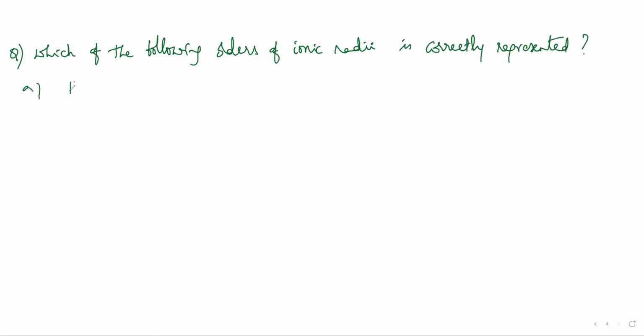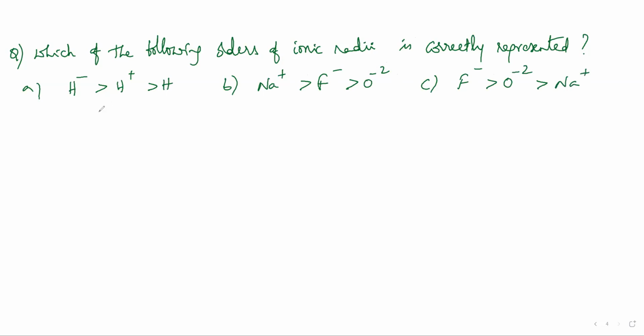Okay, the options given are: H minus greater than H plus greater than H. Second option, Na plus greater than F minus greater than O minus 2. Third option, F minus greater than O minus 2 greater than Na plus. And last option, Al plus 3 greater than Mg plus 2 greater than N minus 3.